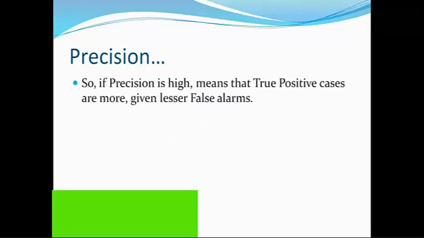So precision is high means true positive cases are more. We have to check with the help of the device whether the prediction is high or not, means whether precision is high or not, whether true positive cases are more or not. So precision is high means true positive cases are more, giving lesser false alarms. When true positive cases are more, obviously that particular device will give a lesser amount of false alarms. That means the device is predicting nicely, the device is working nicely.